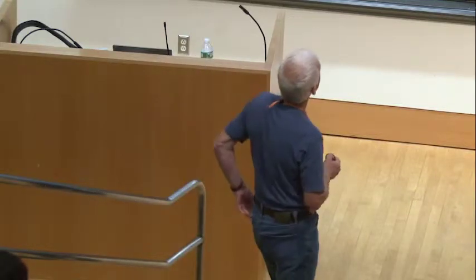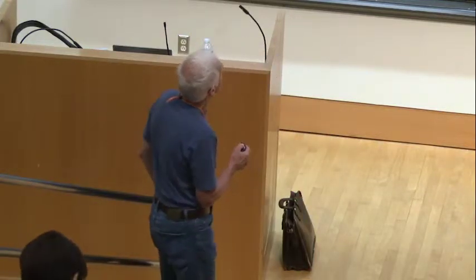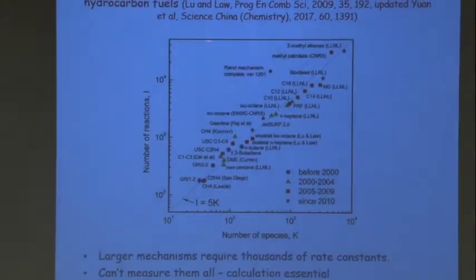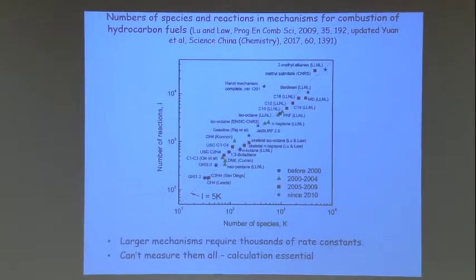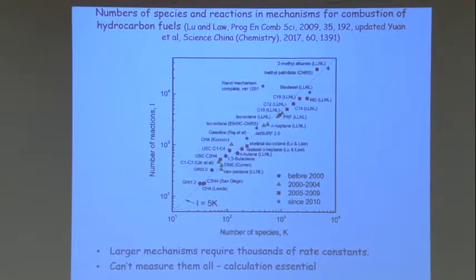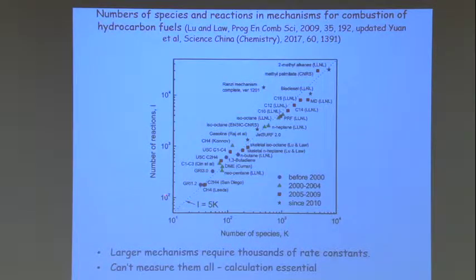And this is a slide taken from a paper by Fei Qi in Science China, and it's a modification of a paper by Ed Law, which shows a series of combustion mechanisms. So this is methane oxidation going up to much more complex systems, biodiesel, C16 chemistry, C12 chemistry, and so on.